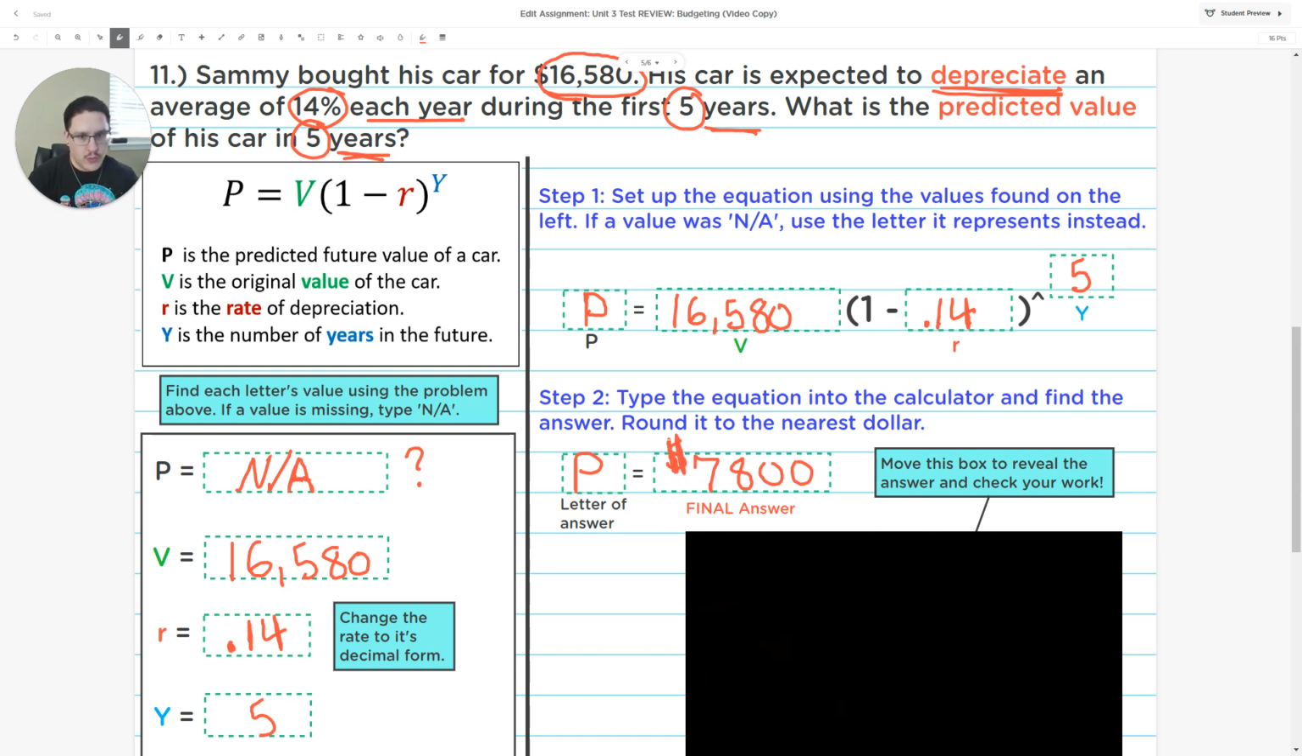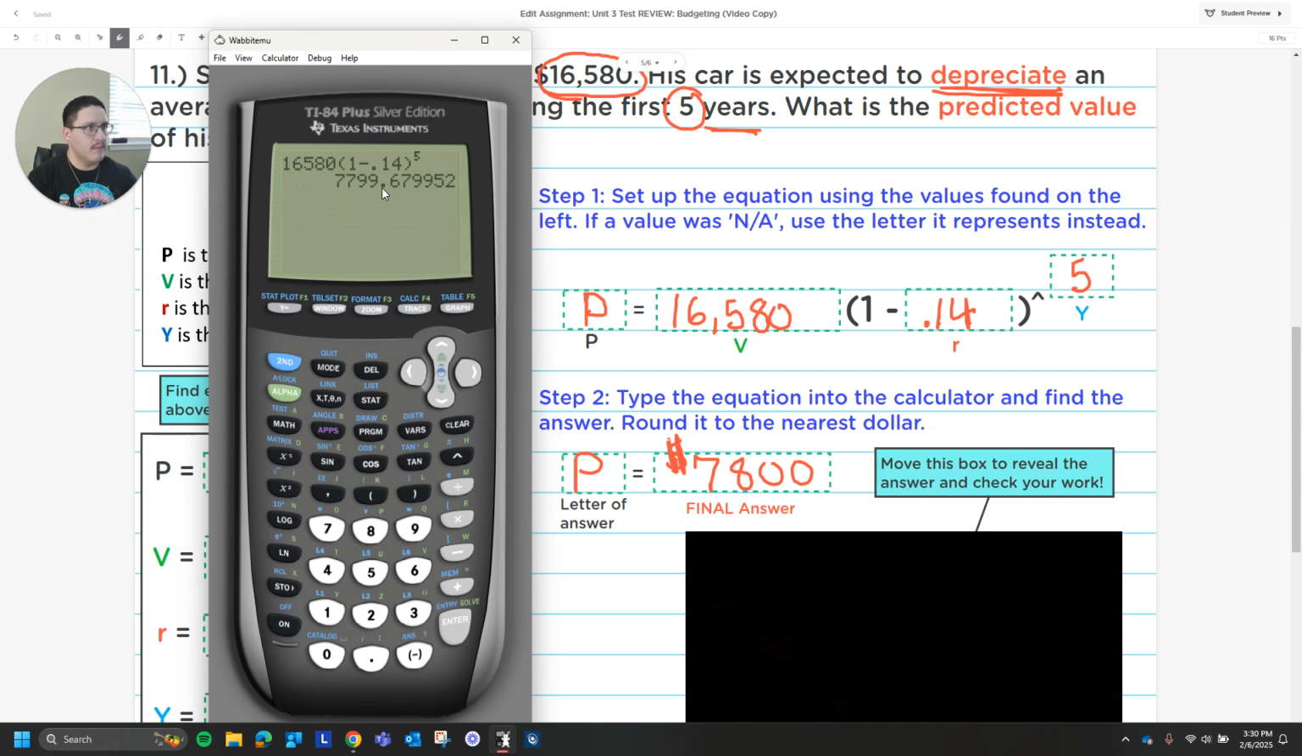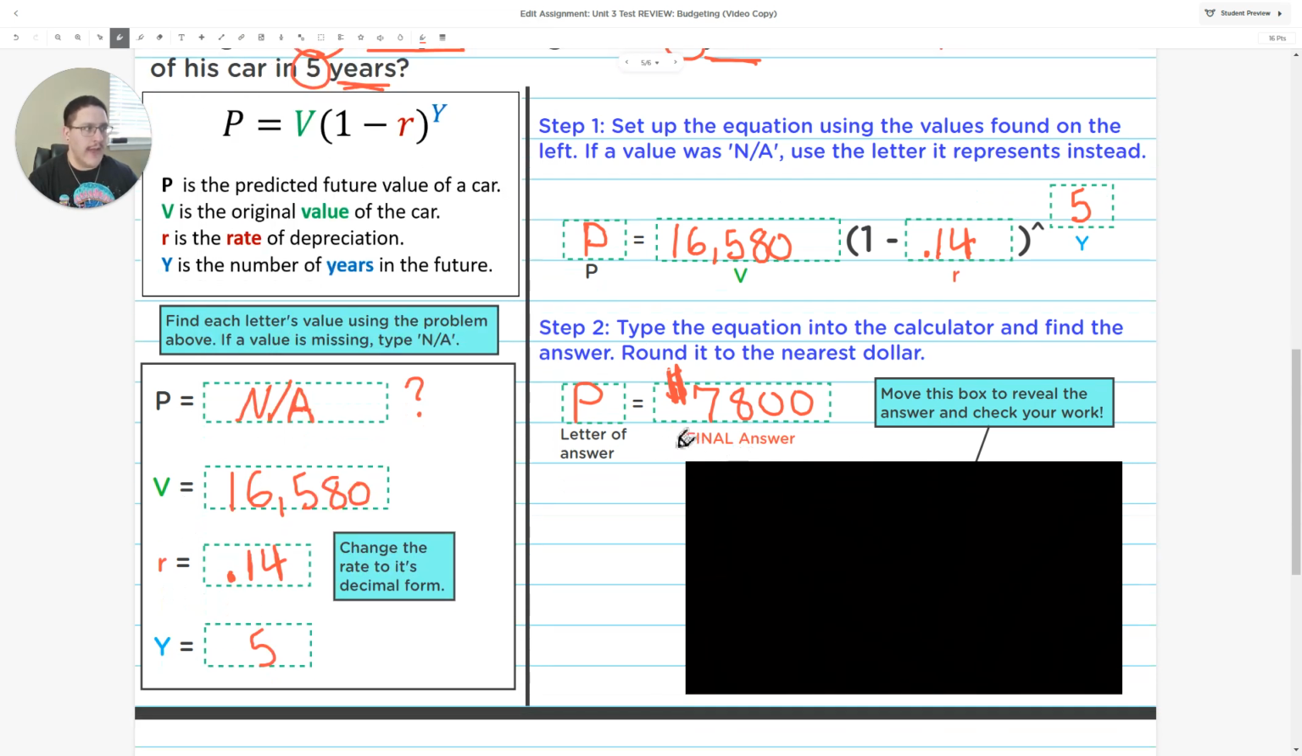In case you forgot how to round, the 9 goes up to a 10. So that 9 turns into a 0. You carry the 1. 9 goes up to a 10. Leave the 0. Carry the 1. And then we finally get 7,800 as our final answer. That's it.